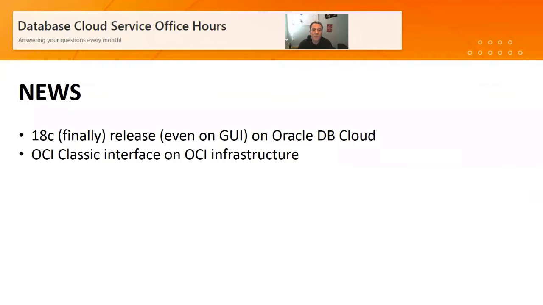The second thing I found very interesting in the last couple of weeks is that we can now use the OCI Classic interface and OCI Classic functionality on top of the OCI infrastructure. Until recently, we had two separate clouds. We had the OCI Classic cloud with the nice GUI screens, and you could do infrastructure as a service, Java as a service, and database as a service, of course.